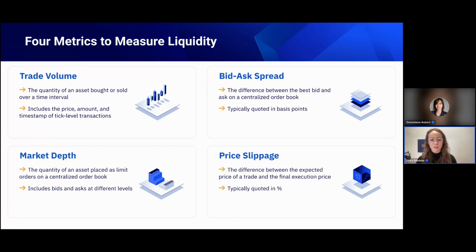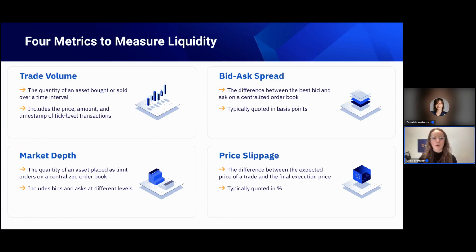The third measure we often use is the spread. This is again derived from order book data. This is the difference between the best bid and the best ask on an order book. When you have wider spreads, this typically means an asset is less liquid. So you really want narrow spreads.